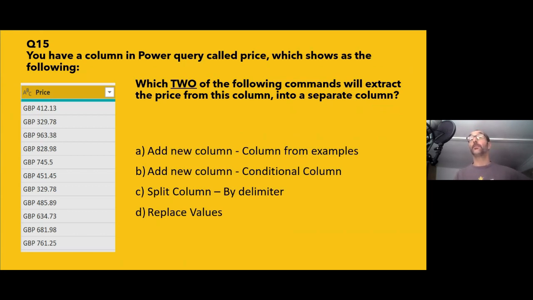A, add new column, column from examples. B, add new column, conditional column. C, split column by delimiter. Or D, replace values. And again, which two of the following commands will extract the price from this column into a separate column?